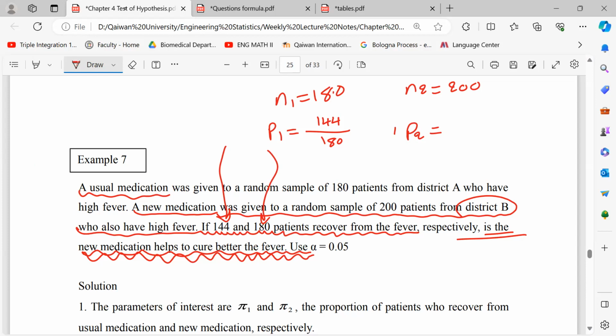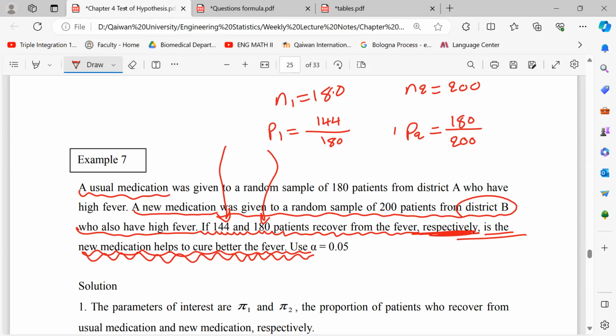P1 and P2 is, it says 180 people recover out of 200 people. It says respectively, meaning the first one is for the first district and the second is for the second district. The sample of the first district is 180, and in the second we took 200. 180 of them are recovered. These are P1 and P2.